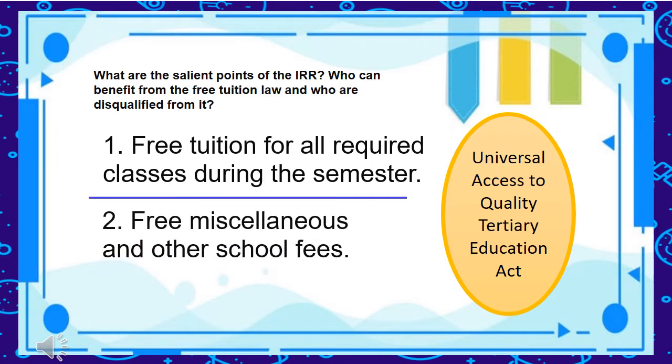Next one is the free miscellaneous and other school fees. The law covers payment for fees for the use of libraries, computers and laboratories, school identification cards, athletics, admissions, development, guidance services, handbook, entrance, registration, medical and dental services, and cultural activities. Should you wish to have another copy of your school identification card, library identification card, and student handbook, you will have to pay extra.